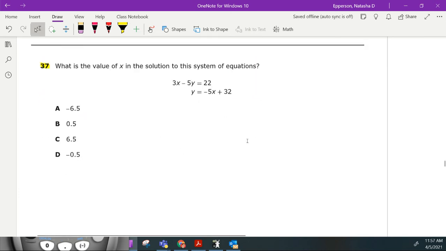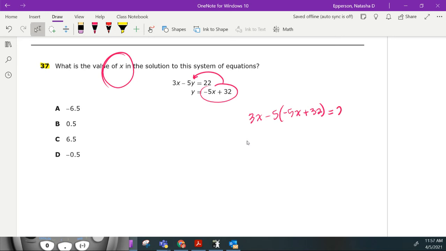Number 37, what is the value of x? So all we're going to do is take that and substitute it in for y. So there's going to be 3x minus 5 times negative 5x plus 32, and that's going to be equal to 22. We're going to distribute and combine like terms.